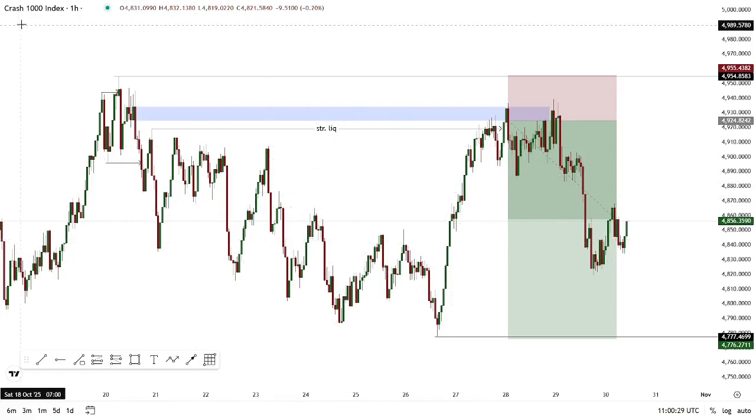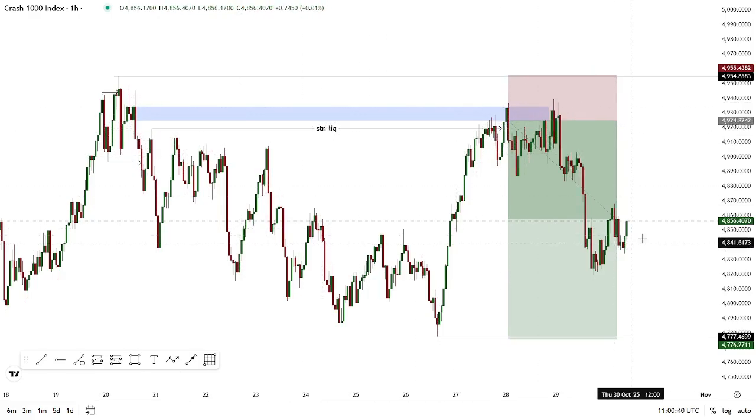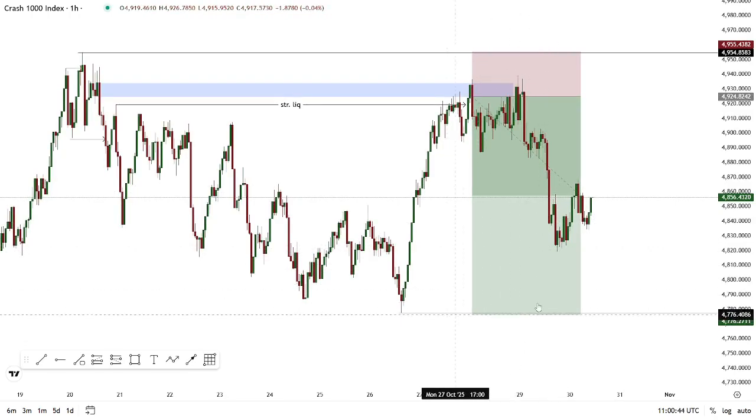So that's just it for this Crash 1000. I almost repeated the mistake I did on the Jump 1000, but I noticed on time and I corrected it. And yeah, price is still in profit, and I'll be waiting for price to get to the zone.